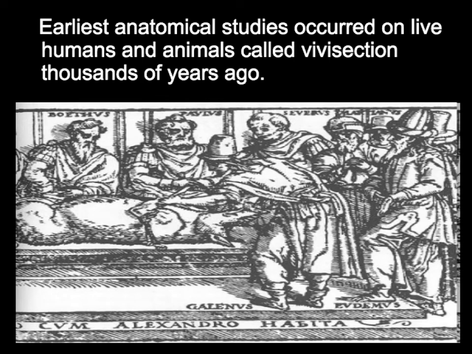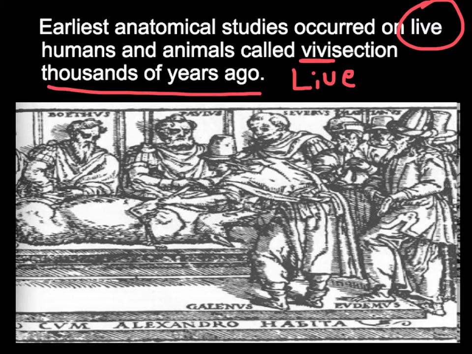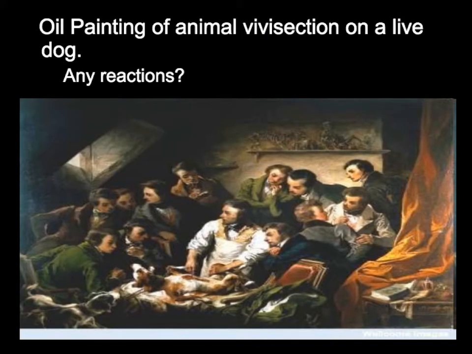Here you see that the earliest anatomical studies occurred on live humans and animals. This was called vivisection. Vivi means live. Today we do dissections. Die means dead. But thousands of years ago, can you imagine doing this on live creatures? This is an oil painting of an animal vivisection on a live dog. Here's the dog here. This is where they're cutting it open as the dog's alive.